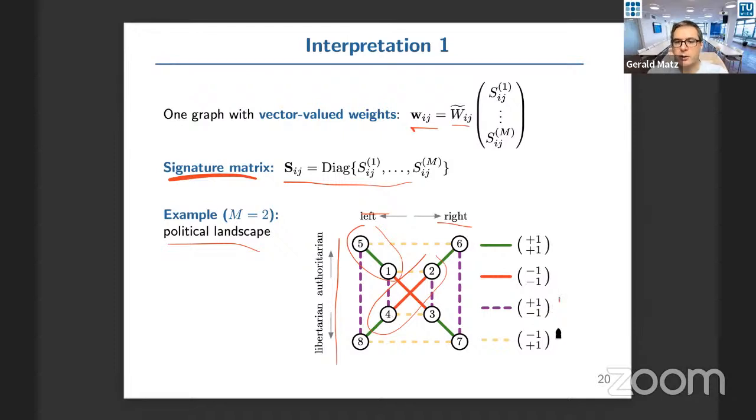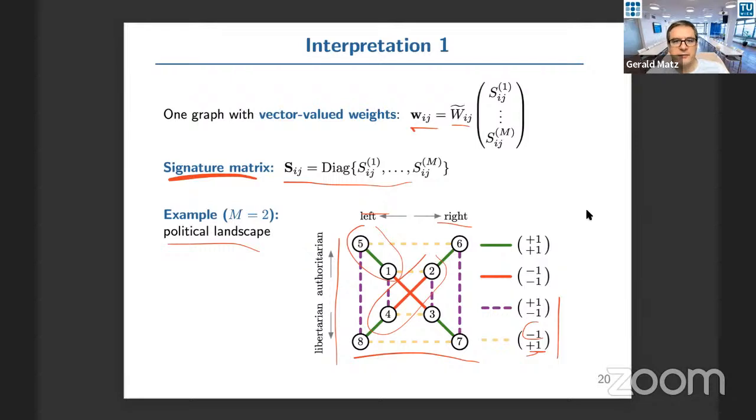And then there's the other 2 combinations that you can have. You can have 2 players that are both right-leaning, 6 and 7, but one of them is libertarian, the other one is authoritarian. Or 7 and 8, for instance, are both libertarian, so they agree in the second coordinate, but one is left, the other is right, so there's disagreement in the first dimension.